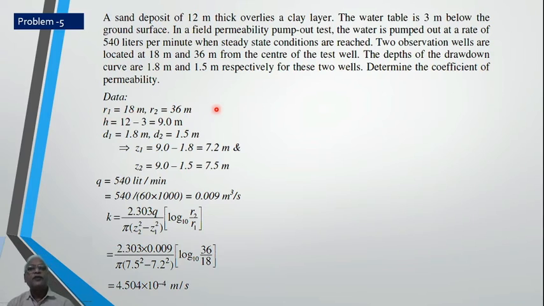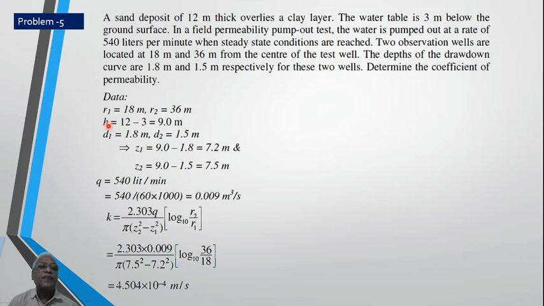Okay, let's write down the data. It is a case of an unconfined aquifer, the expression for which is k equal to 2.303 q divided by pi (z2 squared minus z1 squared) log of r2 by r1, base 10. Now in the data given, r1 is at a distance of 18 meters, r2 is 36 meters.